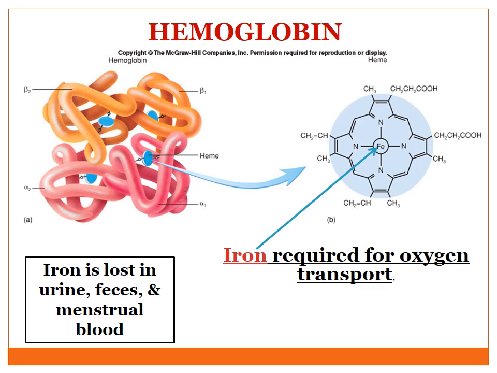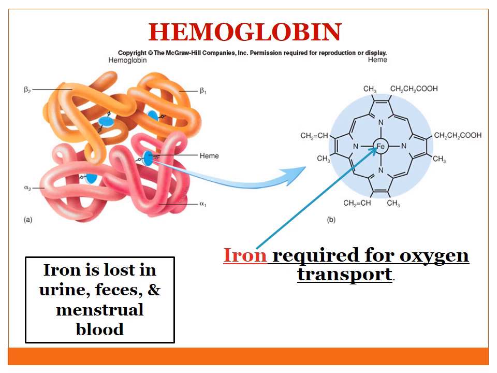The heme has to have an iron component to be able to bind reversibly to oxygen. So if we don't have enough iron, red blood cells can't carry oxygen effectively. So it can create a type of anemia known as iron deficiency anemia.